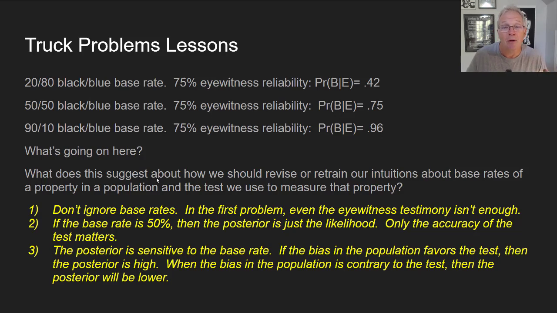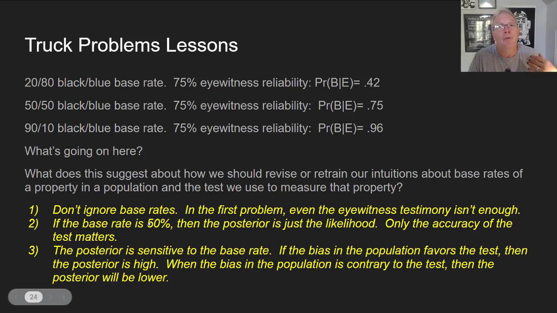We also learned that, number two, if the base rate is 50/50, then the posterior, or the answer to Bayes, is just the same as the likelihood. That is to say, the likelihood, or the eyewitness testimony, or the accuracy of the test, is the only piece of information we have, because the other information is just a toss-up. It's a 50/50 even match. So only the accuracy of the test matters in that kind of case.